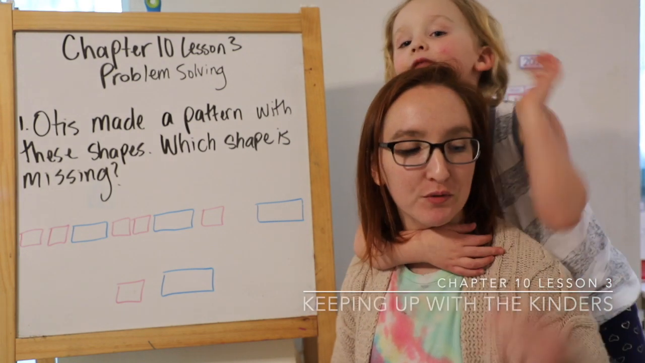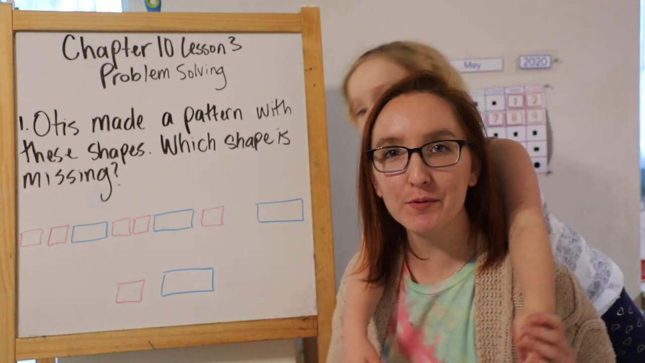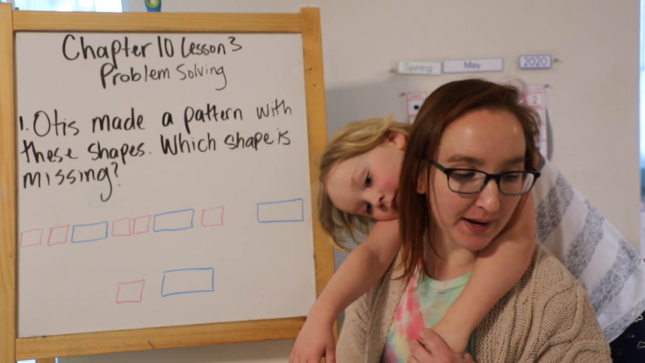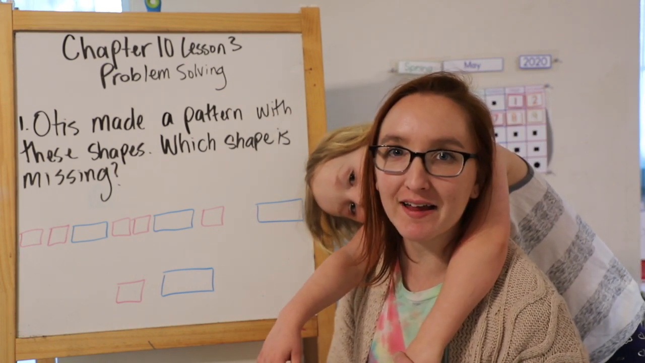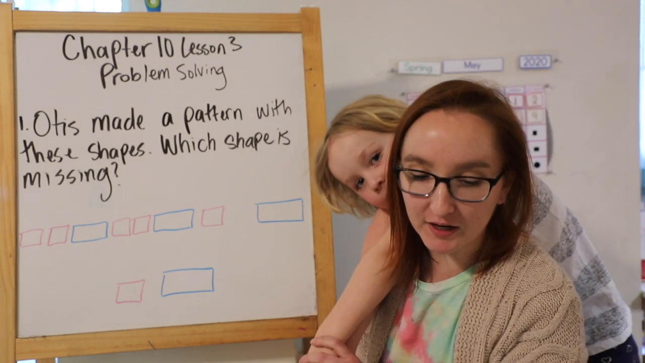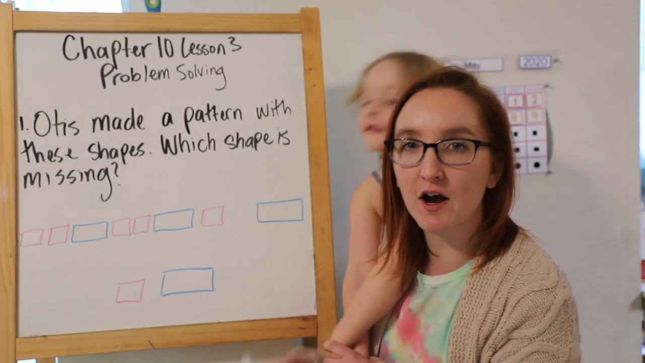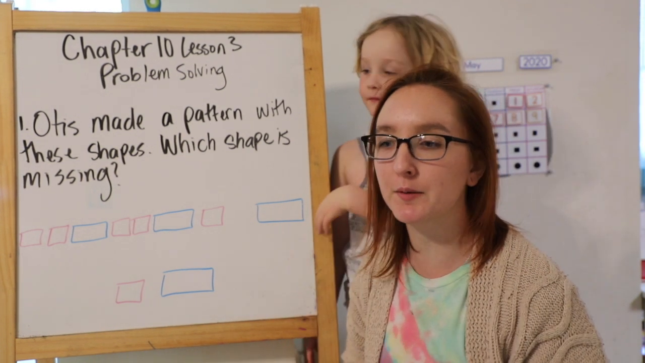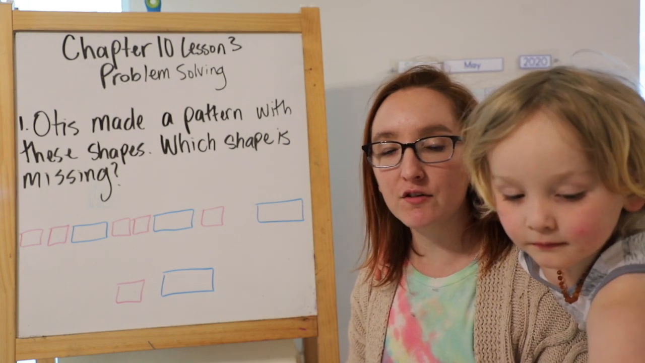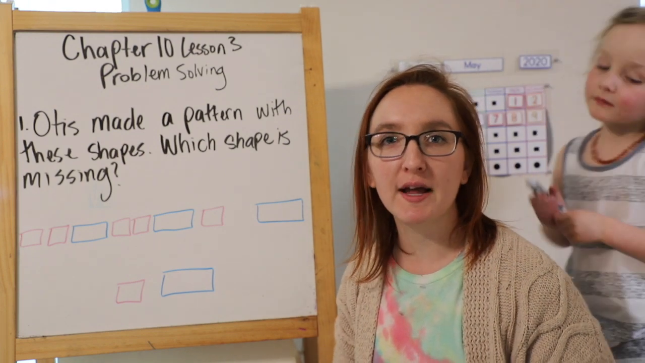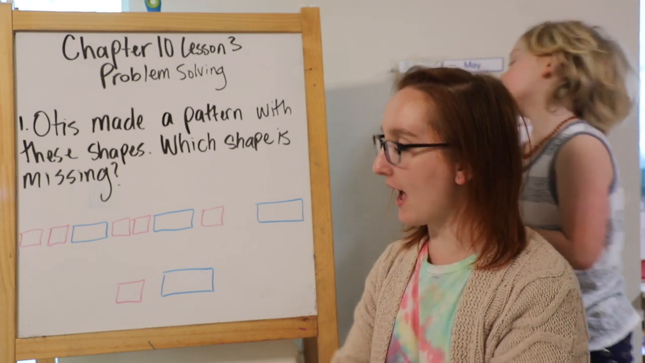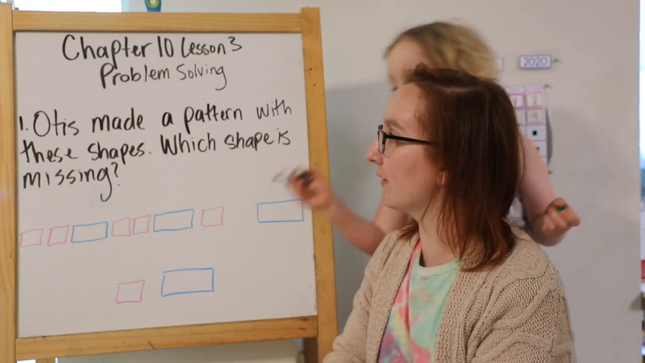Hi, welcome to Chapter 10, Lesson 3, where we're going to do some problem solving. We are on page 725, and we are going to be looking at some of our word problems, looking at some patterns, and trying to figure out how we can solve our problems. One good way to work through a problem is to underline what you know and then circle what you need to know. I already have our sentence written out here.